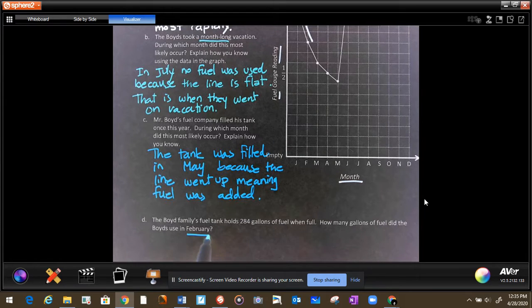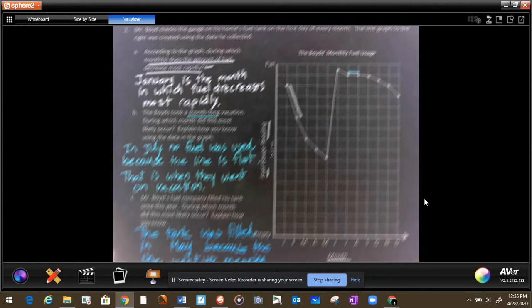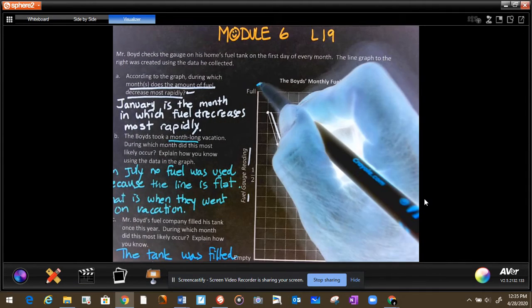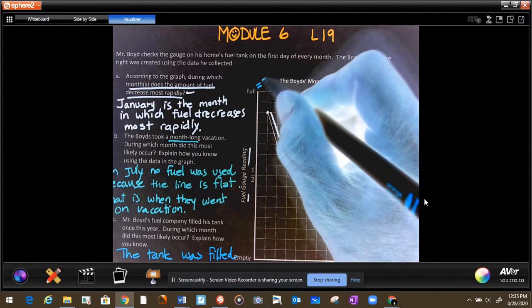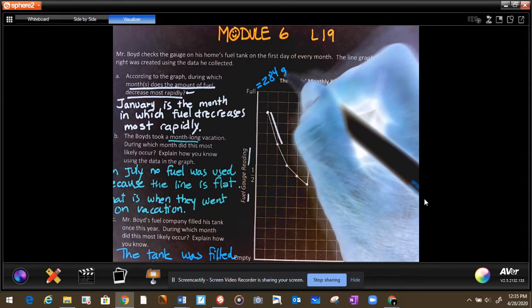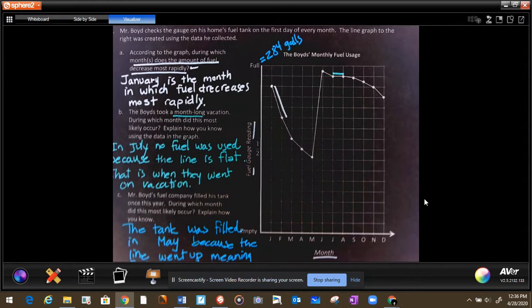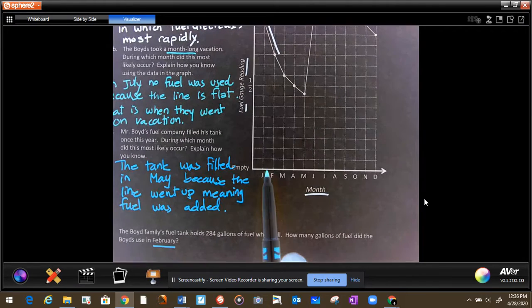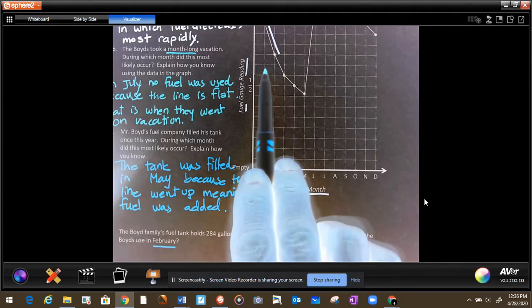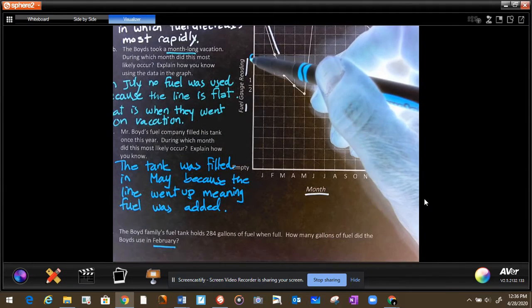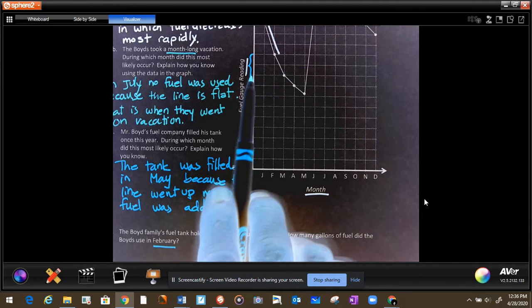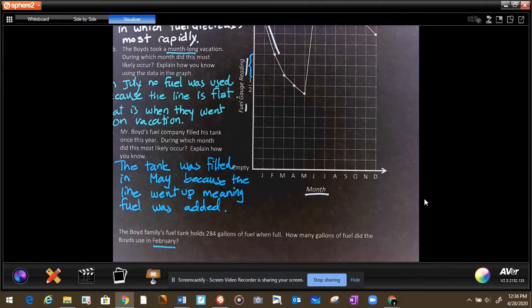So we want to know how much they use in February. But before we do that, let's just make sure that when the tank is full, that equals 284 gallons. Okay, now in February, how many gallons did they use? In February you see how there's two squares going down here. That means they used two of these little squares.